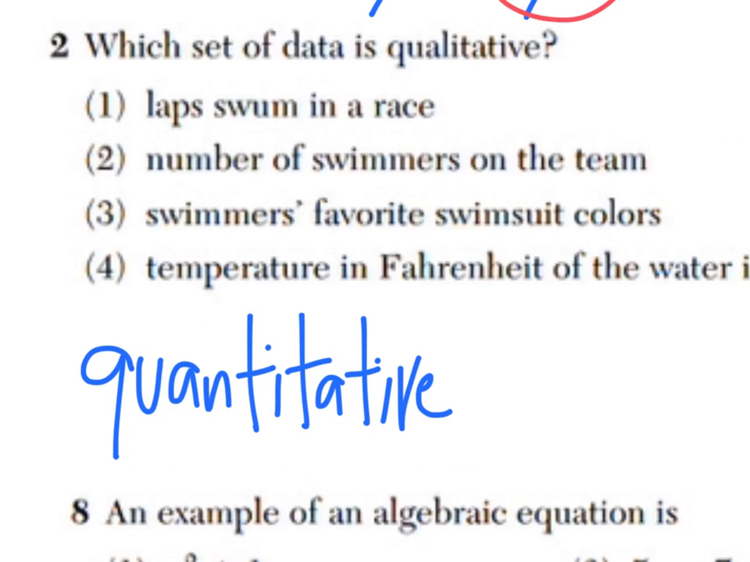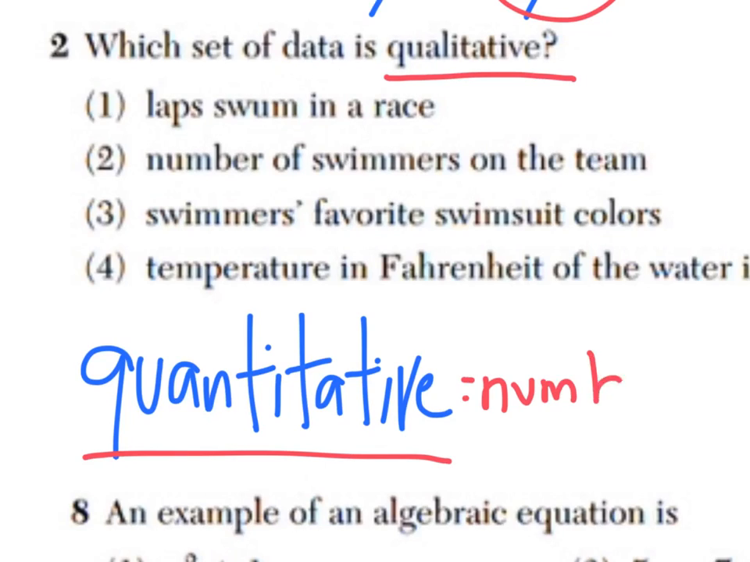It says, which set of data is qualitative? So in order to get this question correct, you needed to know what qualitative means and the difference between qualitative and quantitative. Quantitative has to do with numbers. Qualitative, on the other hand, has to do with not numbers, or sort of descriptions.